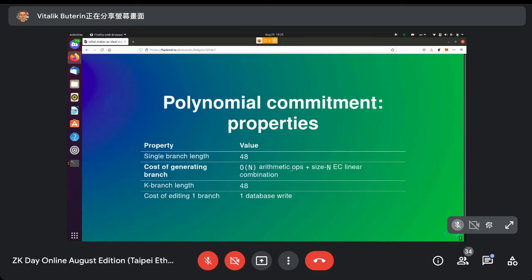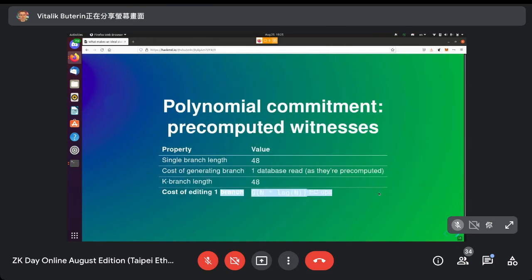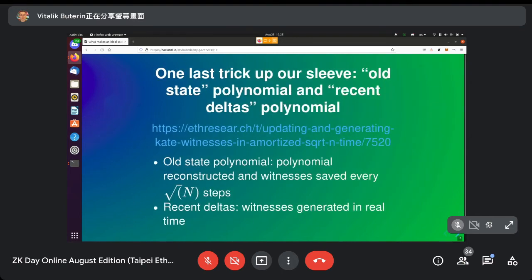So you can do it without pre-computing witnesses. In that case, computing witnesses is prohibitive. Or you can pre-compute the witnesses. In that case, editing the data is prohibitive because you have to recompute all the witnesses every block. So polynomial commitment schemes are just not designed to deal with large polynomials that are constantly changing, right? Now, it turns out that there is one last trick up our sleeves. We can try to do some even more clever math to try to rescue polynomial commitments.